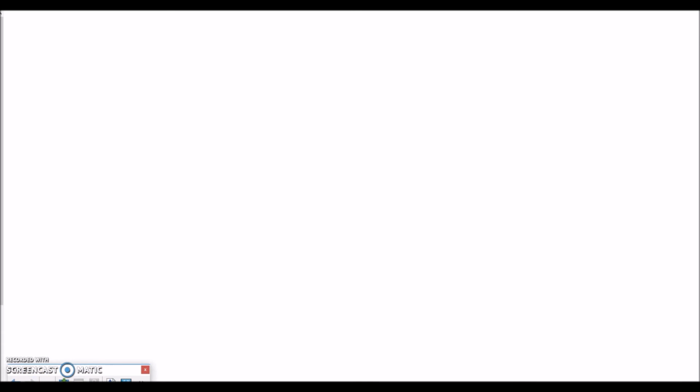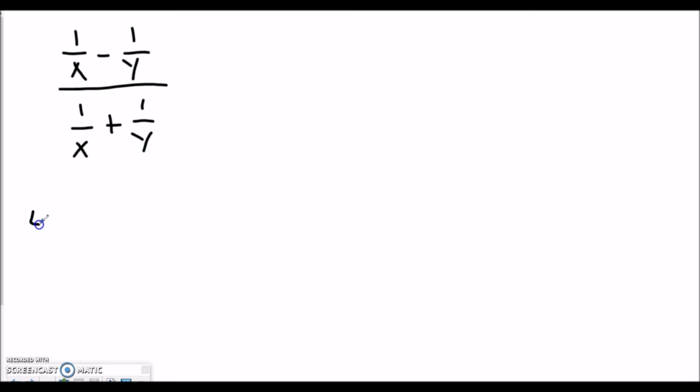Let's try another one with two variables. 1 over x minus 1 over y, all over 1 over x plus 1 over y. We need common denominators. And again, if we look, we notice my least common multiple, what's the easiest way to get a common denominator? If we multiply the two denominators together. So that is just xy. So let me take all four fractions and multiply them by xy.